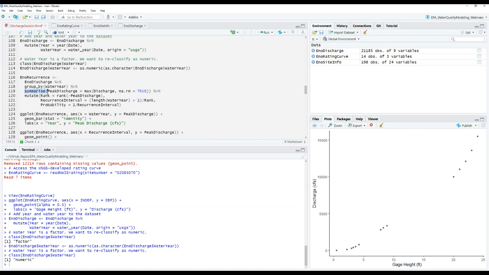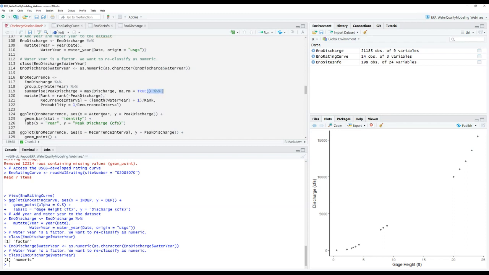Then we can summarize the data and say the peak discharge for any given year is going to be the max of the discharge. And then if there are any missing data, if there are any NAs, we're going to remove those. So there might be a day where the gauge wasn't working or something like that, and maybe we have 364 dates that were measured in that year. So all good so far.